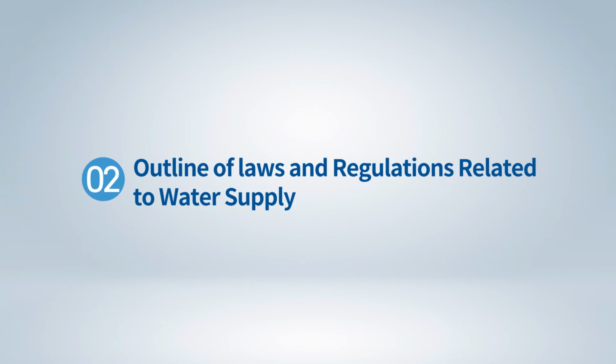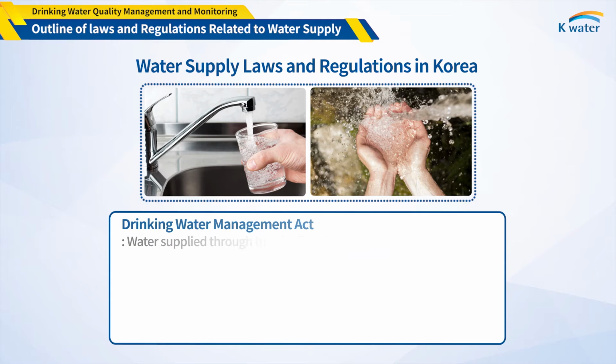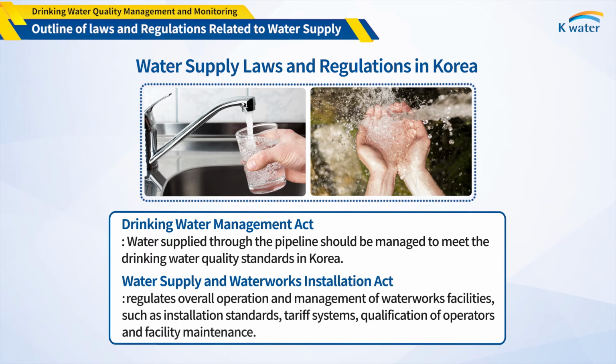In the second chapter, we will aim at understanding the laws and regulations pertaining to operational processes of water treatment. In addition to the Drinking Water Management Law, Water Supply Law, and Water Source Management Law, we will consider in detail the drinking water quality standards and inspection rules, and water quality-related laws.